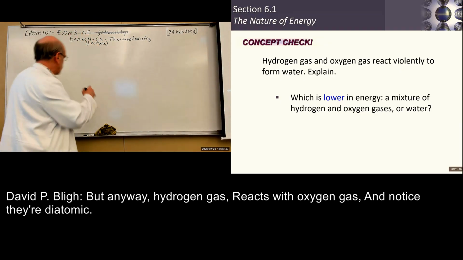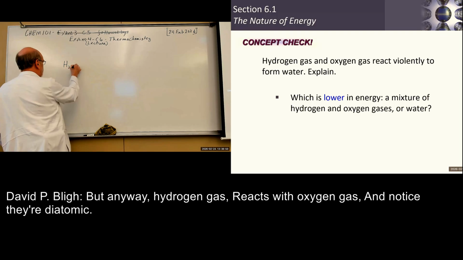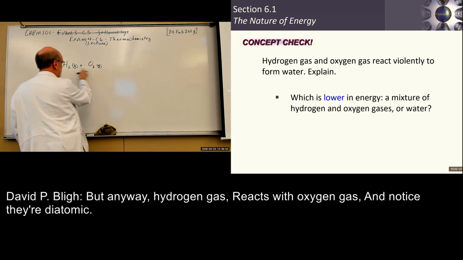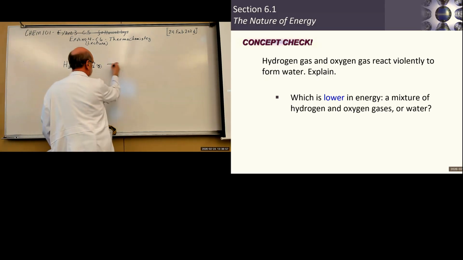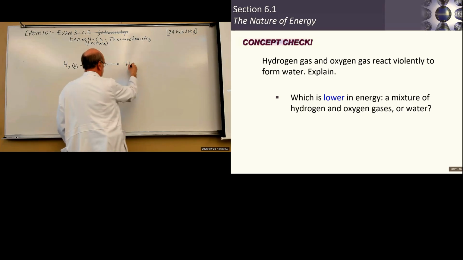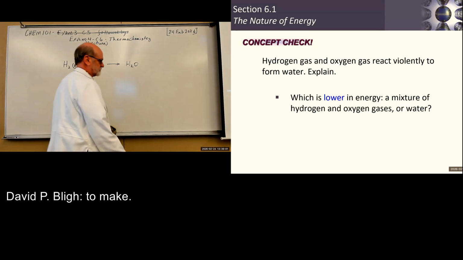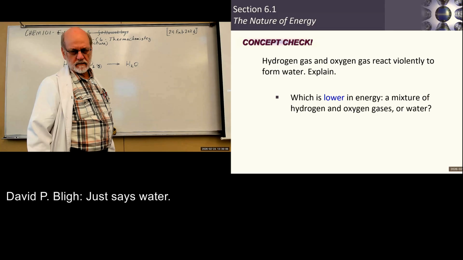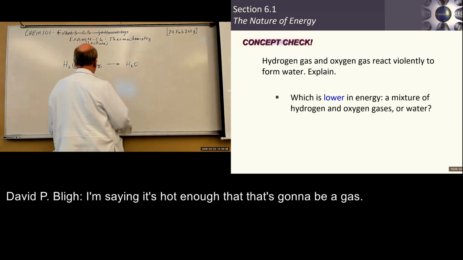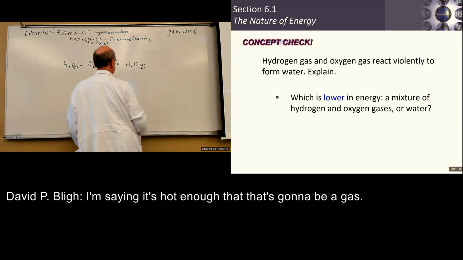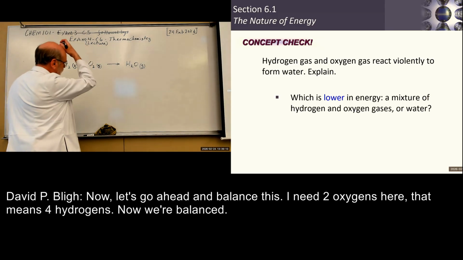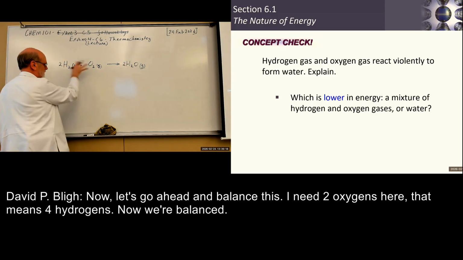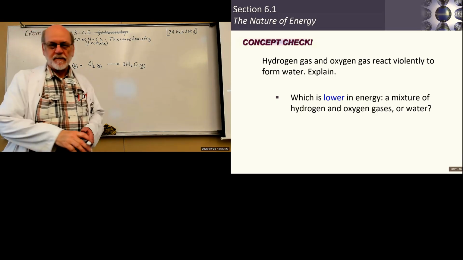But anyway, hydrogen gas reacts with oxygen gas, and notice they're diatomic. You have to know that to make water. Now, does it say we're making water vapor or liquid? It just says water. I'm saying it's hot enough that that's going to be a gas. Now let's go ahead and balance this. I need 2 oxygens here. That means 4 hydrogens. Now we're balanced.